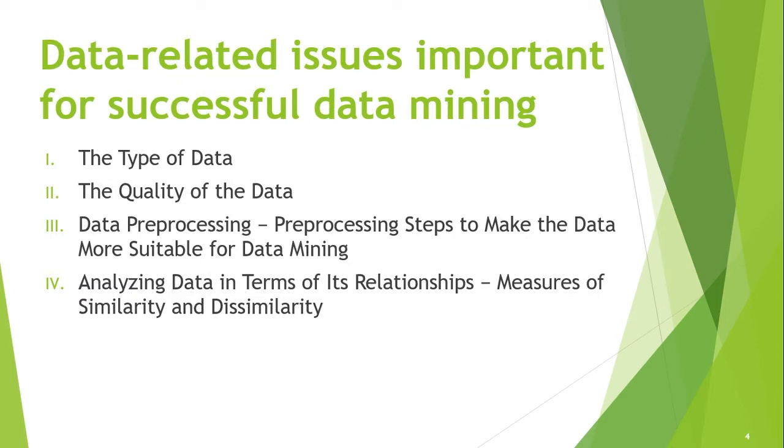In this topic, we will be discussing some data-related issues important for successful data mining, and we will discuss 4 of these issues. First is the type of data. Second, the quality of the data. Third is the data pre-processing. These are the pre-processing steps to make the data more suitable for data mining. And the last is the measures of similarity and dissimilarity, which are the methods or processes of analyzing data in terms of its relationships.